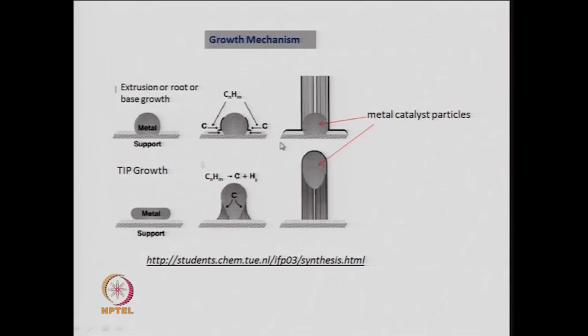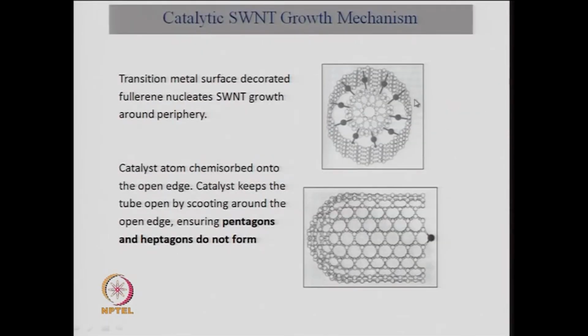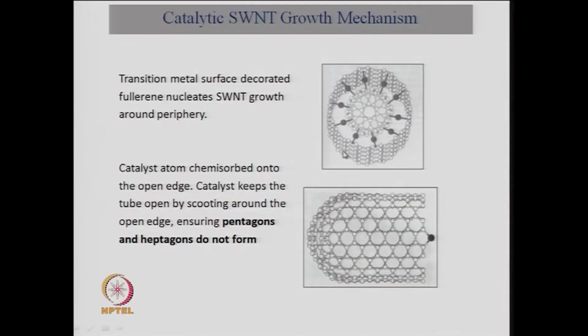So, these are two very different growth mechanisms, the extrusion or root or base growth mechanism. There are various names for the same mechanism. The other mechanism is the tip growth mechanism. The nanotube is growing from the tip. So, this is another way to show the same thing, that you have a transition metal surface here, and the carbon nanotube is forming outside, and this carbon nanotube is nucleating along the periphery.